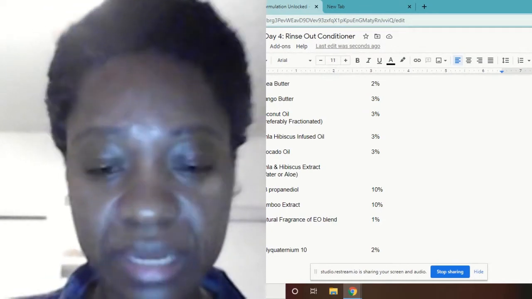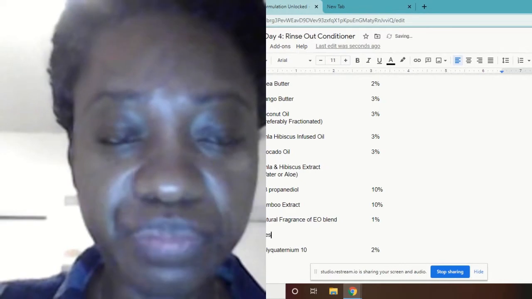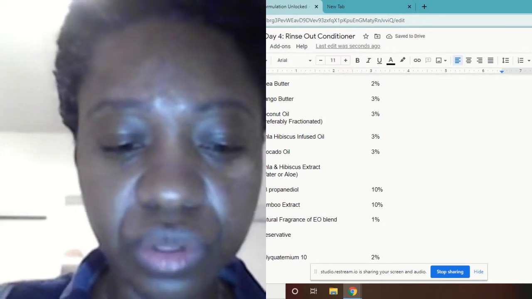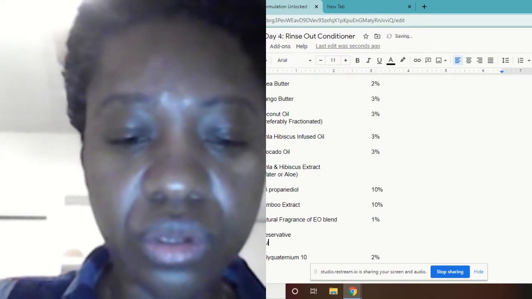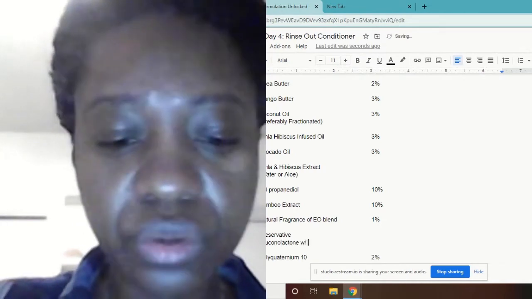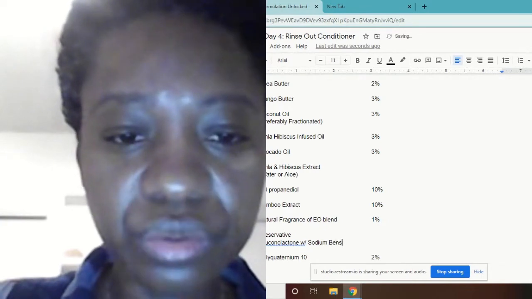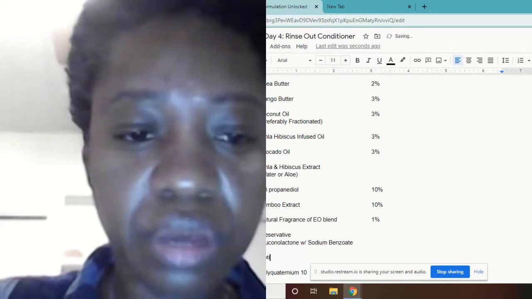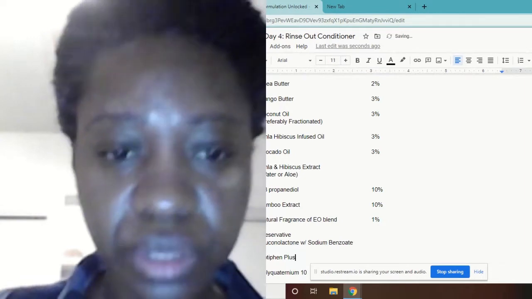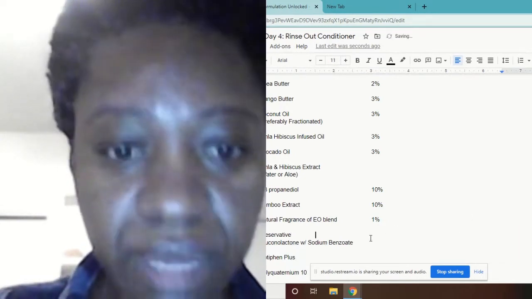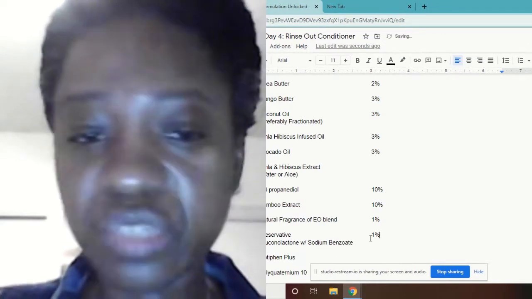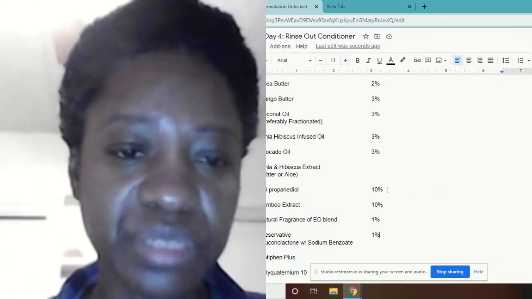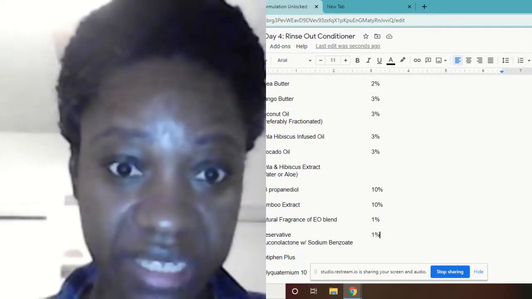All right, so preservative. Let's do a preservative. So you can do conolactone with sodium benzoate or Optofen Plus, and we can do that at 1%. That'll be plenty, especially because we have propane diol in there, and that allows preservatives to work better. It almost has like a self-preserving quality to it.